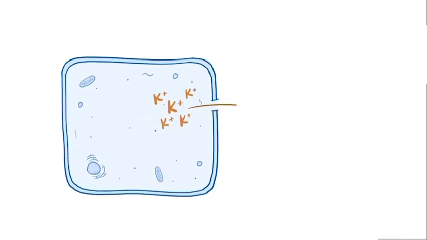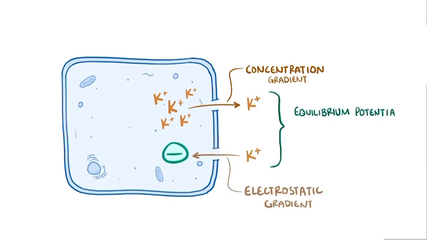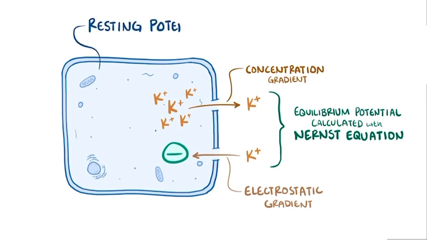Okay, as a quick recap, an ion's equilibrium potential is the point where its concentration gradient equals its electrostatic gradient, and can be calculated using the Nernst equation. The cell's resting membrane potential is therefore a summation of each individual ion's equilibrium potential, depending on each ion's relative permeability.